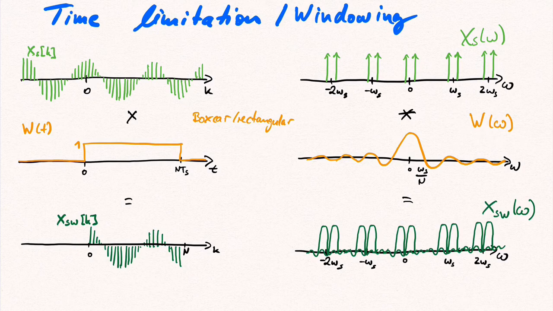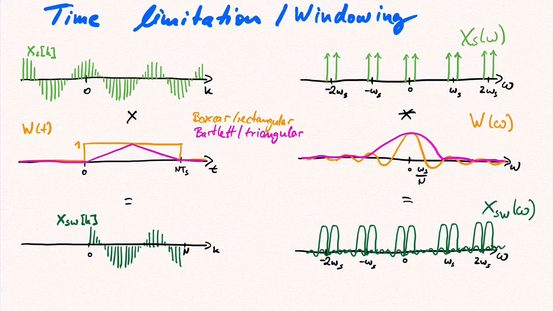There also exist other windows, for example the Bartlett or triangular window, which, instead of just taking the samples and multiplying them by 1, as in the boxcar or rectangular window, or discarding them, multiplies the sampling values with the height of a triangle at the particular sampling instance. The spectrum of the triangular window is a sinc squared.